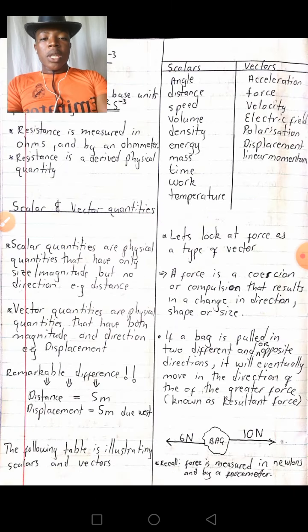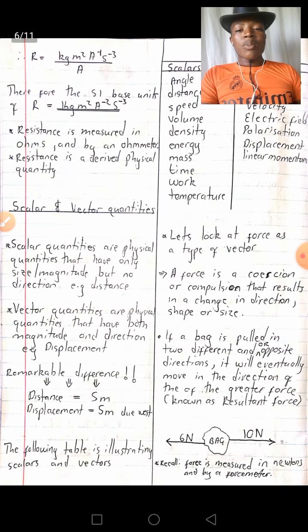So on the next page now we are saying R is equal to kg m squared A to the power of negative 1 s to the power of negative 3 over A. Therefore, the SI base units of R are equal to kg m squared A to the power of negative 2 s to the power of negative 3.